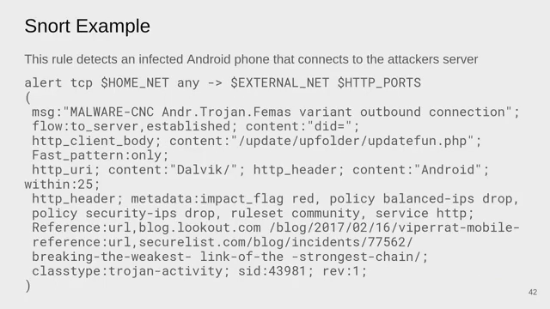If you look at Snort as an example, right, this rule detects an infected Android phone that connects to the attacker's server. You see that the message will be malware CNC, command and control, access Android Trojan, variant outbound connection. It scans for the update folder, update function.php, content is dalvik and so on, and a different kind of HTTP header it matches and whatnot. You see that this is HTTP only. Again, here's the potential issue of encrypted TLS traffic in a corporate environment that makes this a bit harder. So this much about signature-based systems.